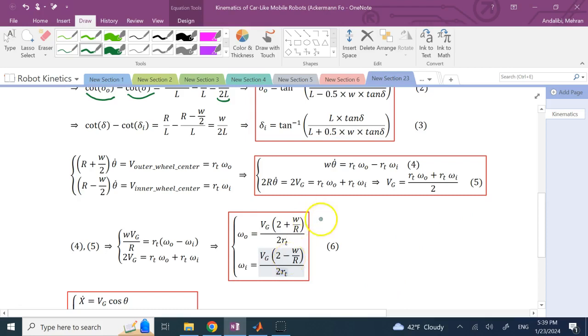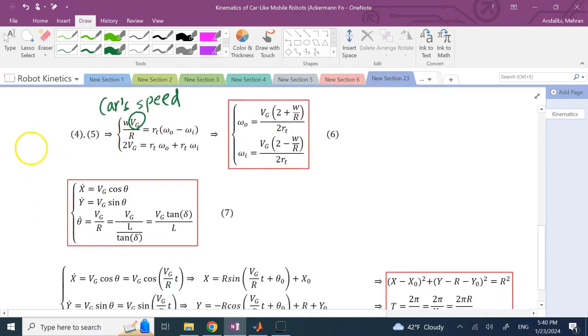But these are the required omega I and omega O if we know how fast the car should be going. Okay, what is the speed of the car? This VG is the car's speed at that moment, the forward speed.